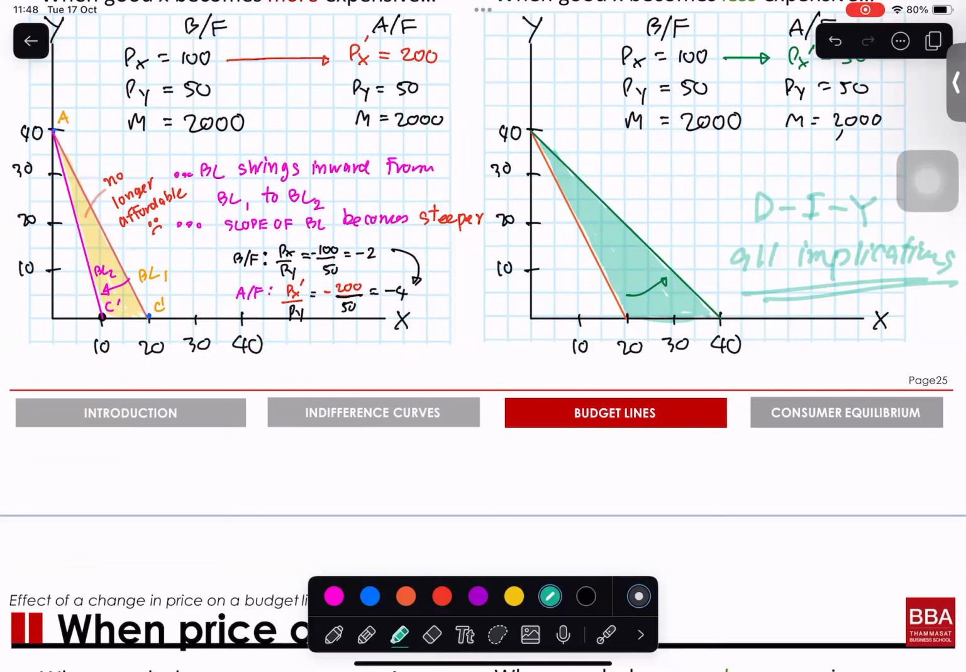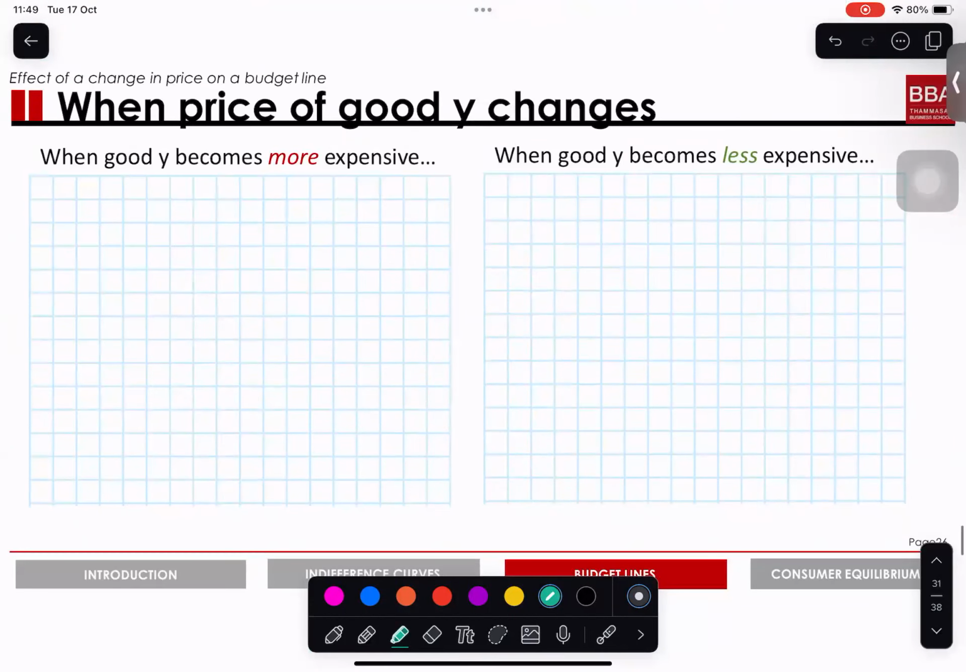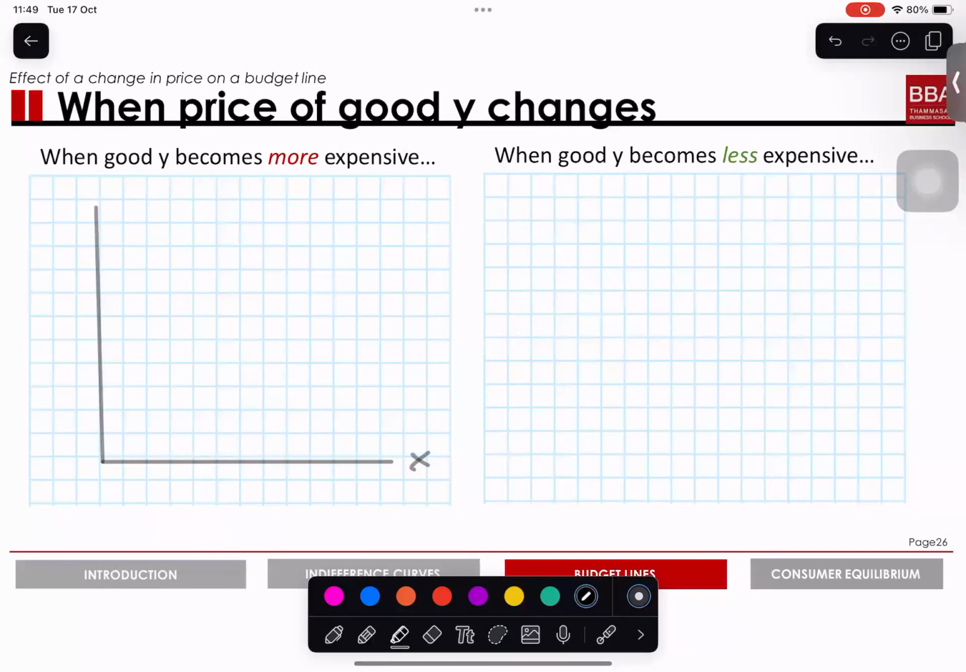When the price of good X changes, the budget line swings out or swings in along the horizontal axis, the X-axis. We have a time limit, so I will just write a little bit for this, and you may prove it by yourself at home.